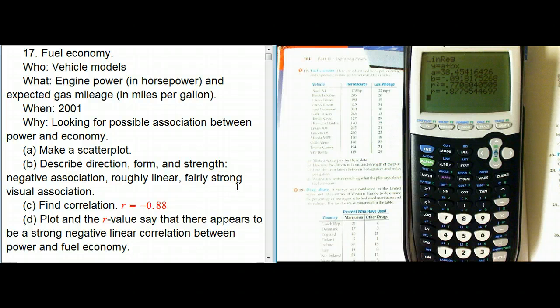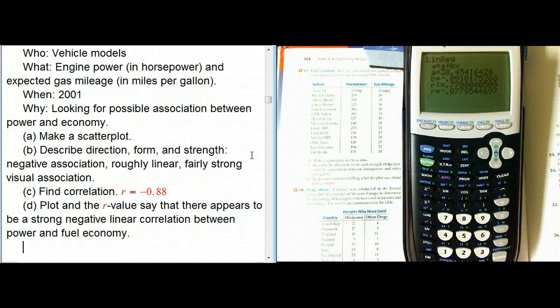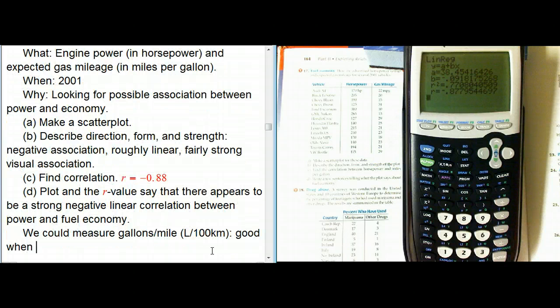Now, I have to say one thing, though, here. In the United States, we tend to measure fuel economy in terms of miles per gallon. And the number's good when it's high. Almost everybody else in the world measures in a different way. We could measure gallons per mile, or usually it'd be liters per 100 kilometers, a standard measure in most parts of the world. Okay, that's good when it is low, because that's the actual usage per mile.